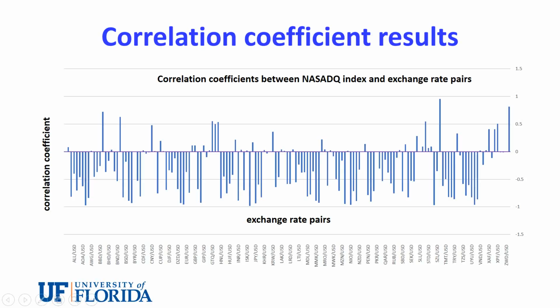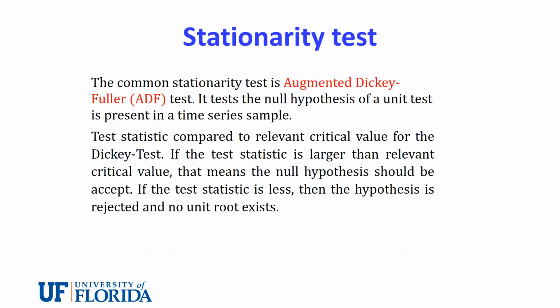In order to see if there is real causality between them, we do the Granger causality test. Before we do that test, we should do a stationarity test, because the Granger causality test is based on stationary time series. The common stationarity test is the ADF test. It tests the null hypothesis of a unit root. That means if a time series has a unit root, the time series is not stationary.